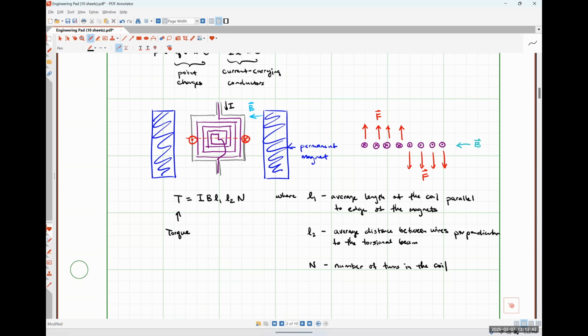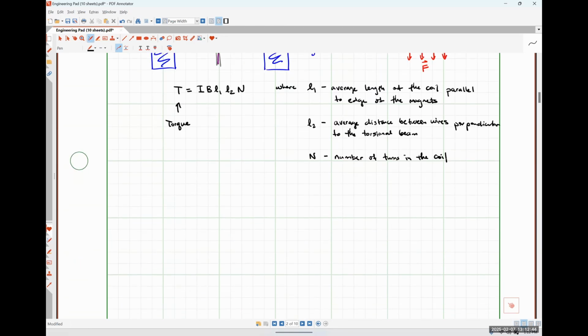Okay. So let's call this, good Lord, that is a terrible looking hmm. Magnetic repulsion and attraction.